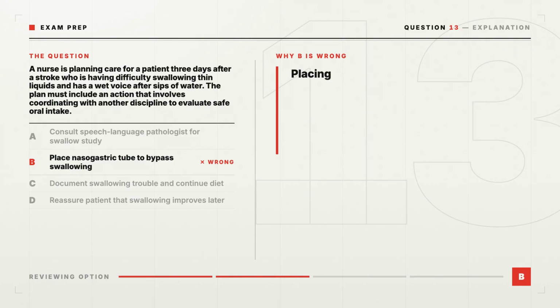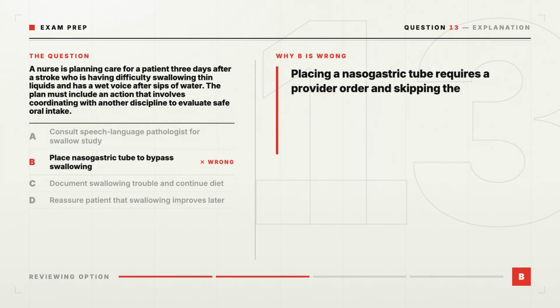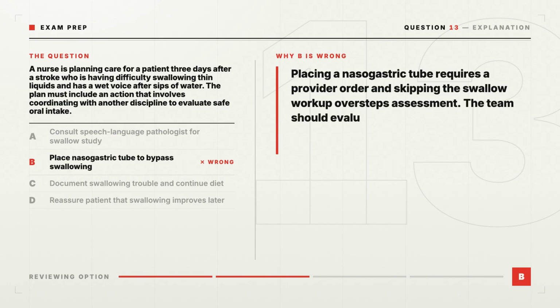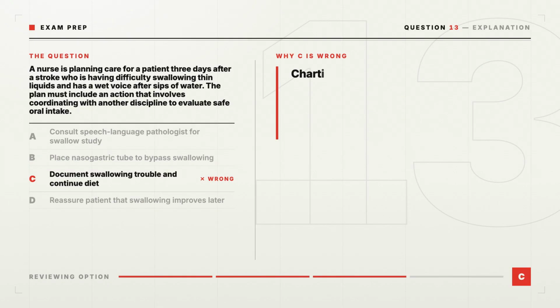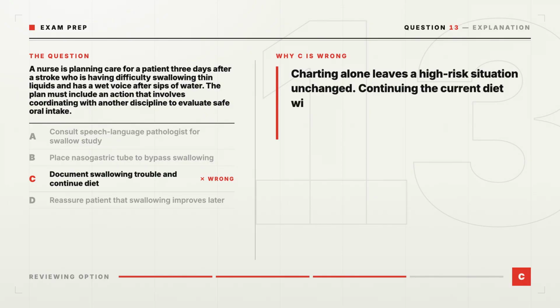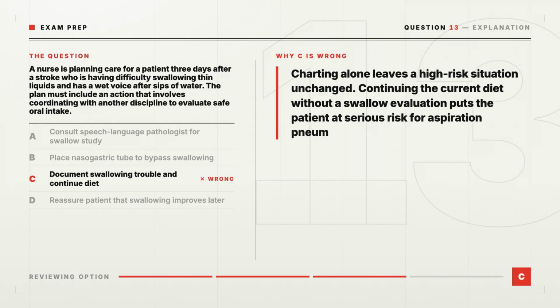B is wrong because placing a nasogastric tube requires a provider order and skipping the swallow work-up oversteps assessment. The team should evaluate swallowing first to determine whether oral intake can be made safe. C is wrong because charting alone leaves a high-risk situation unchanged. Continuing the current diet without a swallow evaluation puts the patient at serious risk for aspiration pneumonia, which the nurse must prevent through team referral.